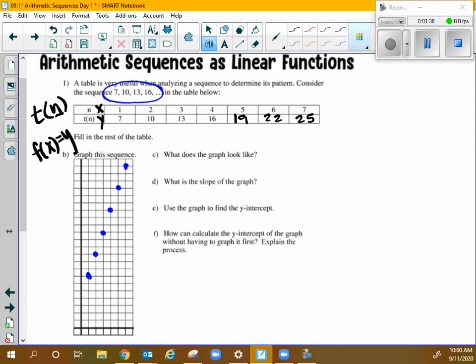What I was looking for here is, is it linear? Is it not linear? Okay. Well, it's linear. Is it a positive linear relationship? Yeah. What's the slope of the graph? 3.